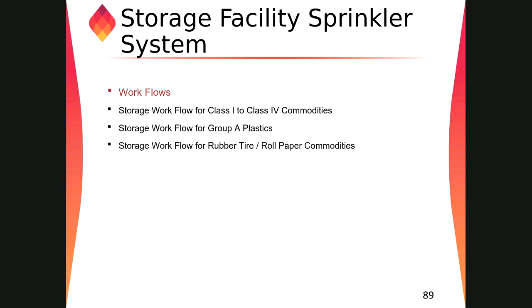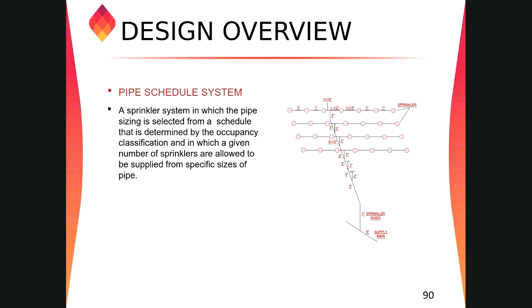We discussed the workflow from class 1 to class 4 commodities and the storage workflow for group A plastics. Storage workflow for rubber, tire, and roll paper commodities is similar to the plastic process, but we have a different density curve for this kind of arrangement. Okay, this is all about identification of hazard and occupancy classification.